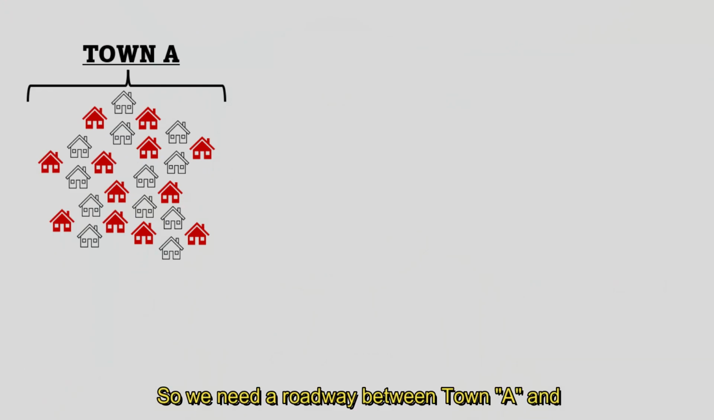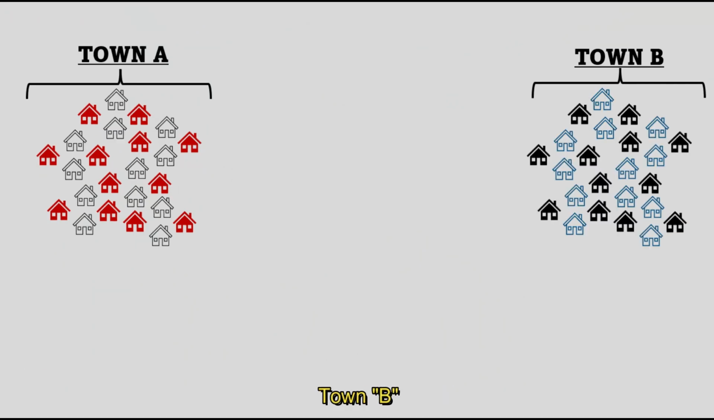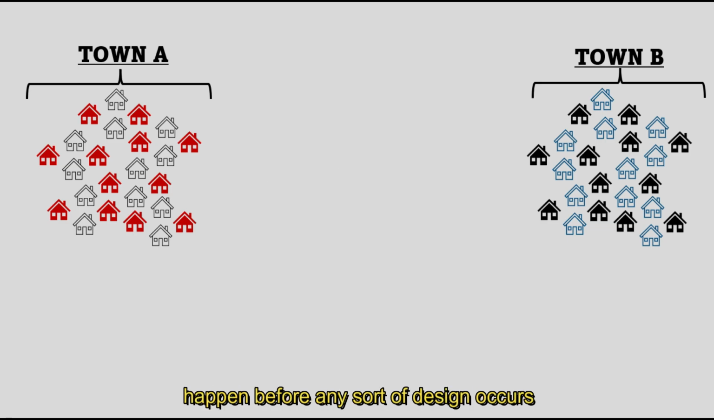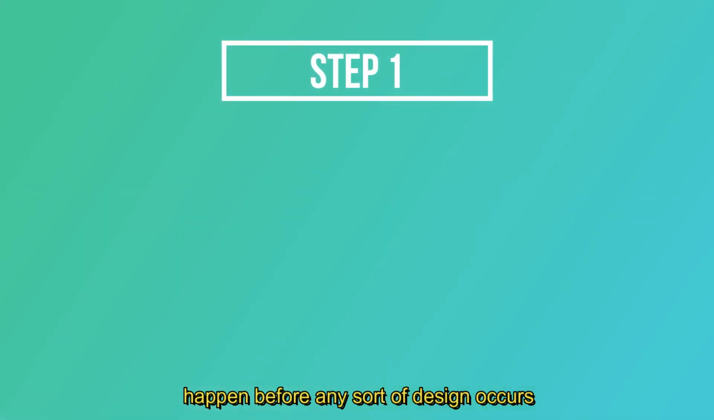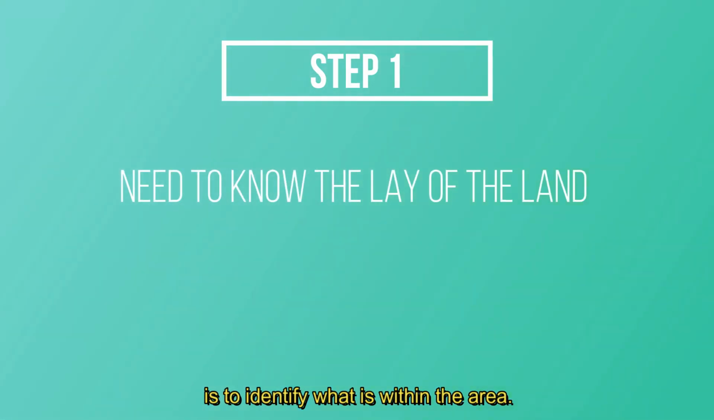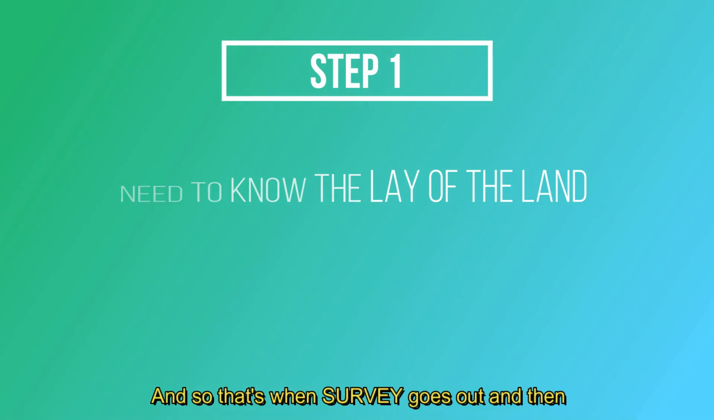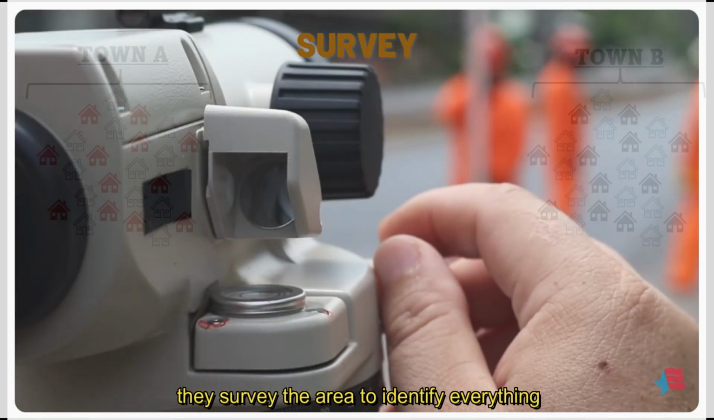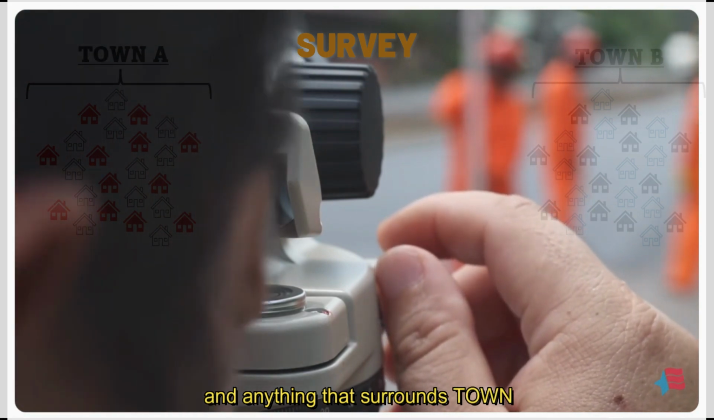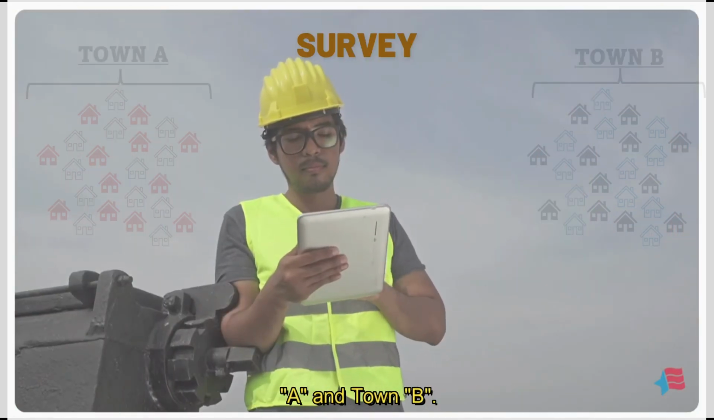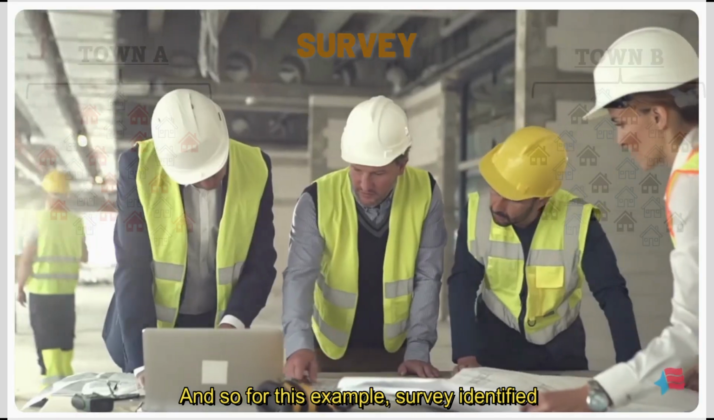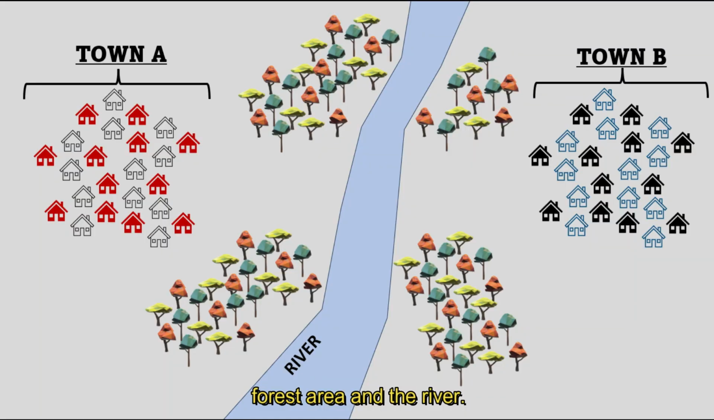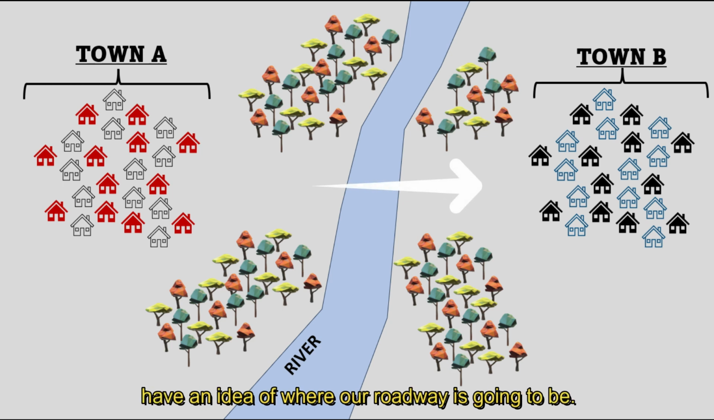So we need a roadway between town A and town B. And so the first thing that needs to happen before any sort of design occurs is to identify what's within the area. That's when survey goes out and surveys the area to identify everything and anything that surrounds town A and town B. For this example, survey identified forest area and a river. And so you can start to see we might have an idea of where our roadway is going to be.